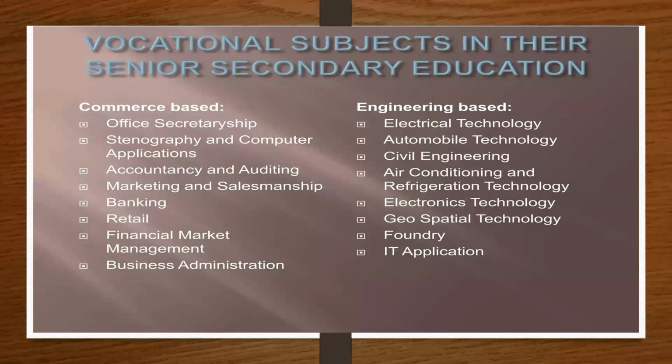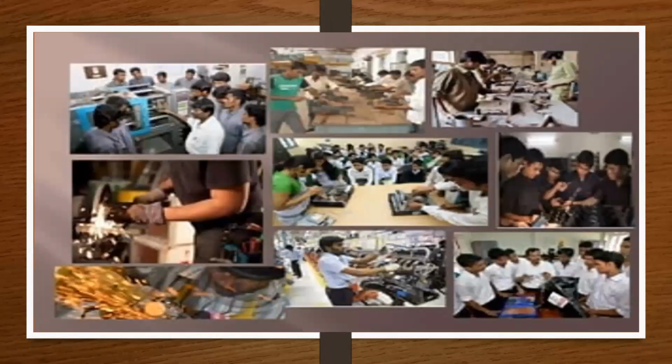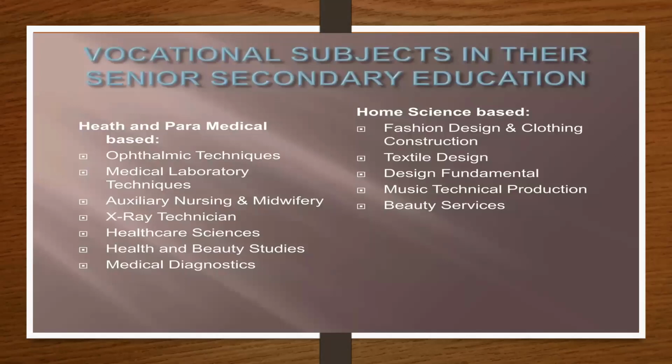the senior secondary level of CBSE. Commerce based: office secretaryship, stenography, accountancy, marketing, banking, retail, financial marketing, business administration. Engineering based programs are electrical, automobile, civil, air conditioning, refrigeration, electronics, IT application. So, these different programs are engineering based and commerce based. And subjects of the health and paramedical base, like ophthalmic techniques, medical laboratory techniques, auxiliary nursing, X-ray, healthcare, health and beauty studies, medical diagnostics, and home science based programs are fashion designing, clothing construction, textile design, design fundamentals, music technical production, beauty services.